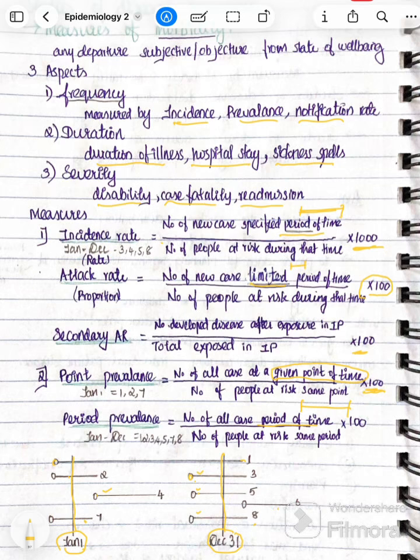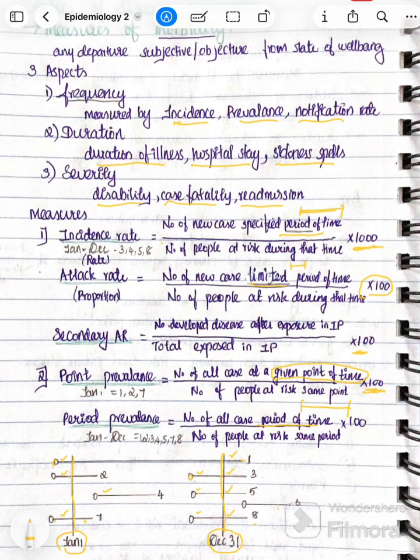Now point prevalence. For January 1 it will be new cases and old cases. So number 1 yes, number 2 yes, and 7. These 3 will be the point prevalence of January 1. Now take the point prevalence of December 31st. 1 yes, 3 yes, 5 yes, 8.